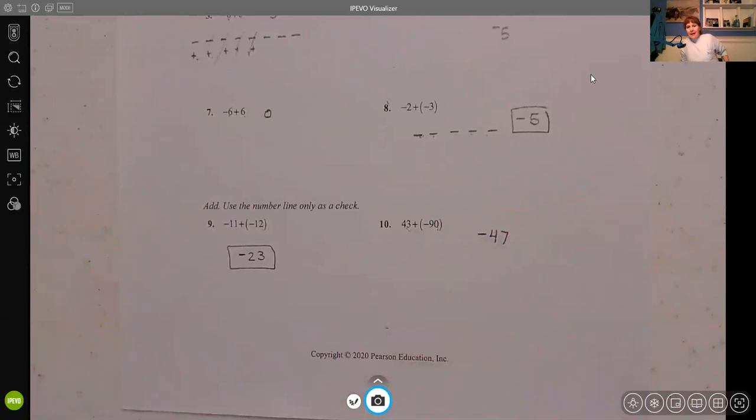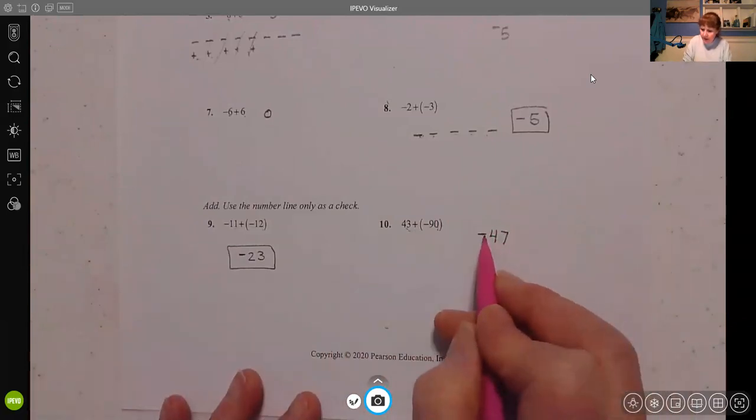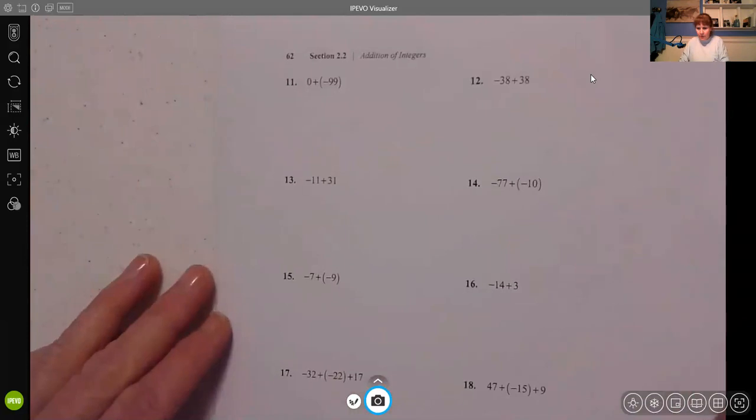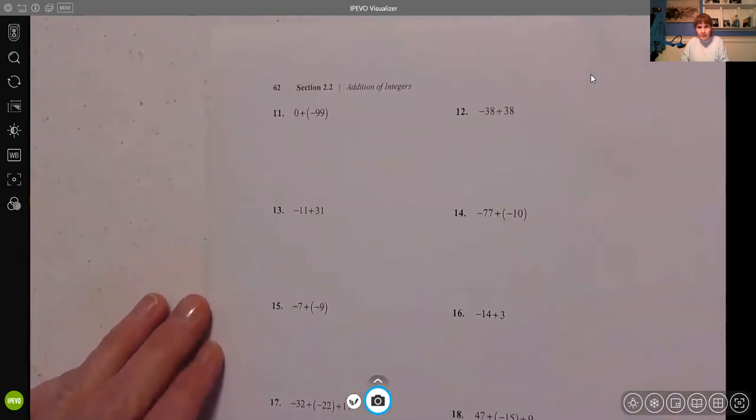I guess you can think about it like a subtraction. You just take 90 minus 43 to find out what's the difference there. And I end up with 47 extra negatives. Okay. Let's see what's on the back side. Some more practice. Let's do that.